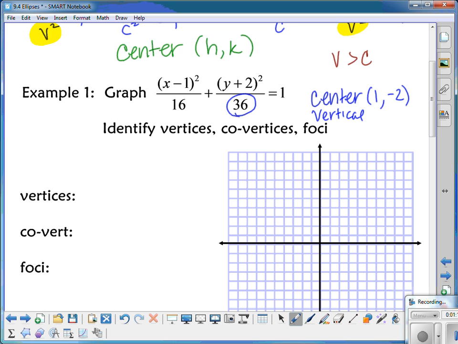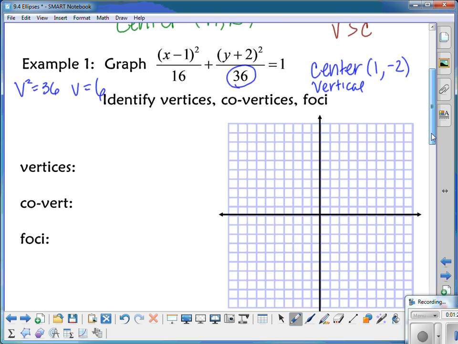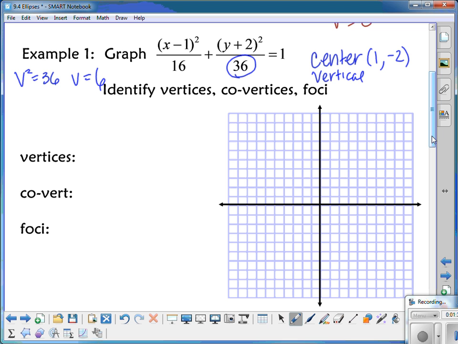So my distance to my vertex squared is 36, so the distance to the vertex has to be 6. So I can go ahead and plot my point. The center is at 1, negative 2, and then I'm going to go up 6, 1, 2, 3, 4, 5, 6, because it's vertical, and down 6, 1, 2, 3, 4, 5, 6. So there's my vertices. They are at 1, 4, and 1, negative 8.